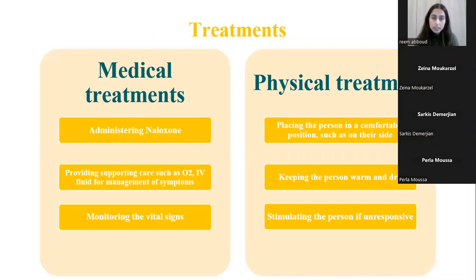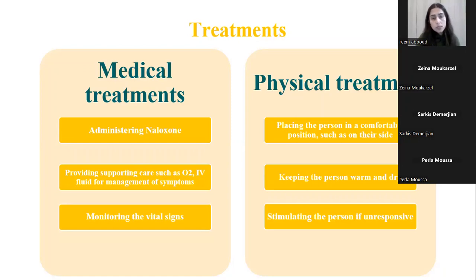So how do we treat this overdose? First, we are going to give some medical treatment. There's a medication known as naloxone. Naloxone is given to reverse an opioid overdose. We can also provide supportive care such as oxygen and IV fluids. We already said how people having an overdose can suffer from breathing problems, so they might also have problems with their oxygen levels, and that's why we should give them oxygen.